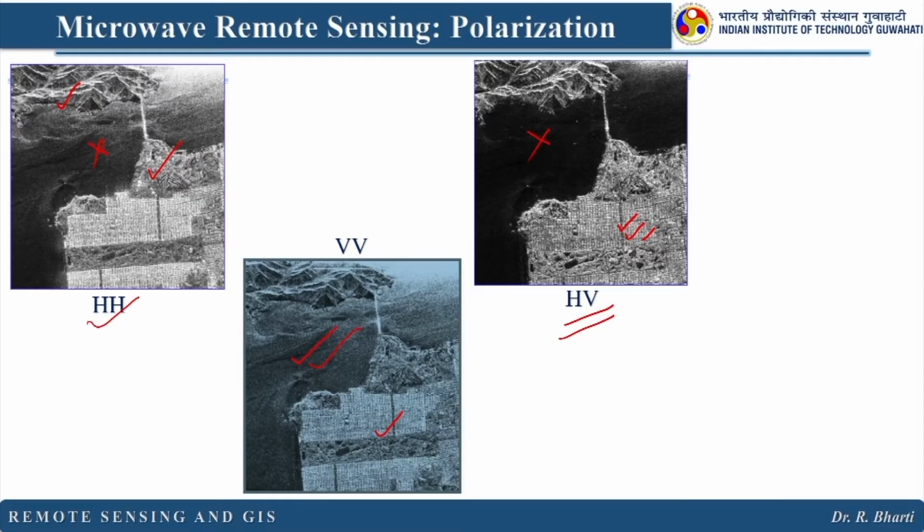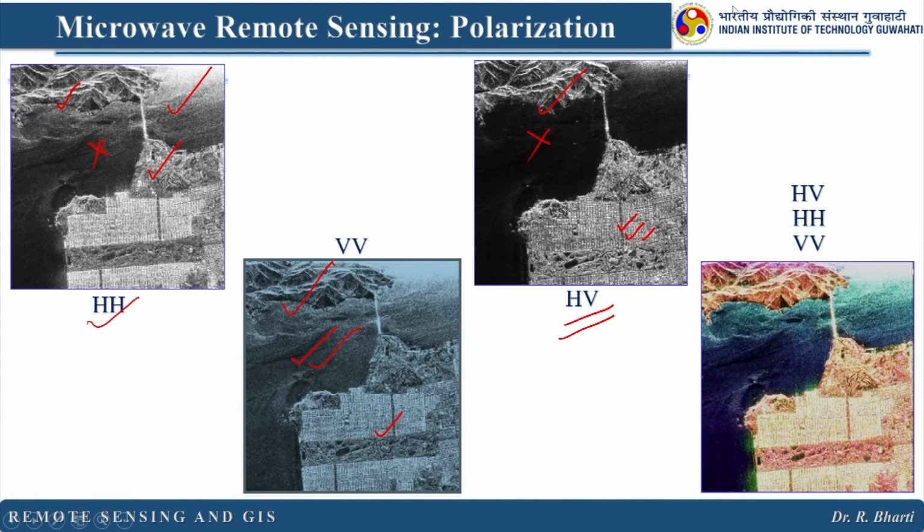But can we use our basic understanding about remote sensing and how we visualize these images? So, I hope you remember this color composite. In case we can generate a color composite using these three images, will our information be different, or will it remain like only this or this or this? So, let us see what happens when we combine HV, HH, VV together to generate a color composite.